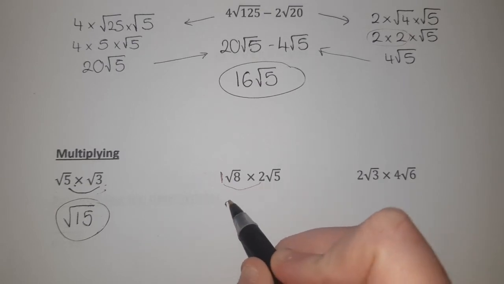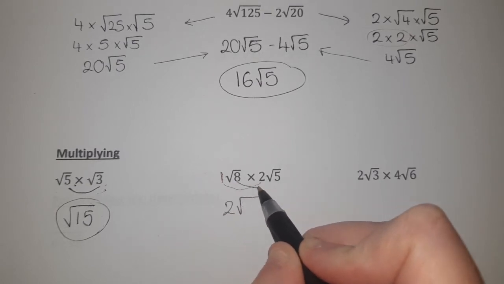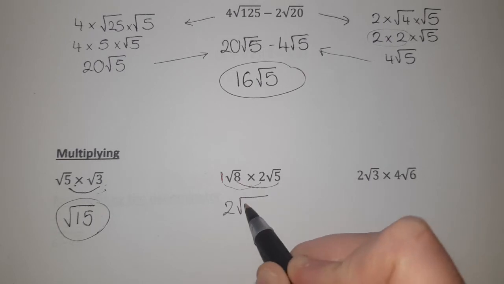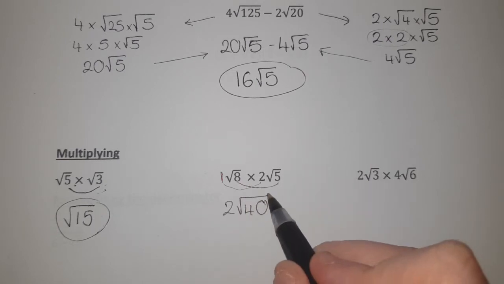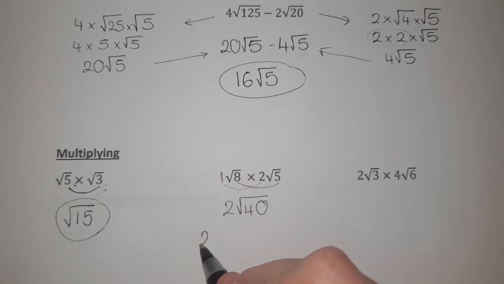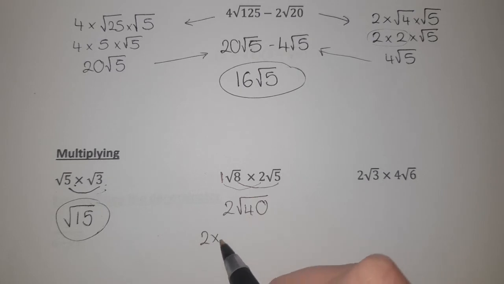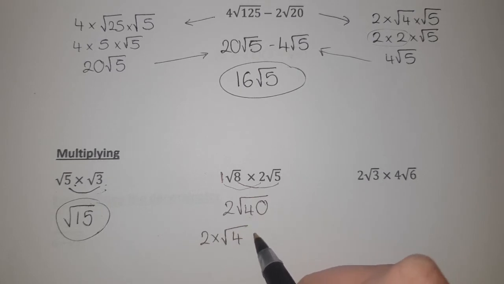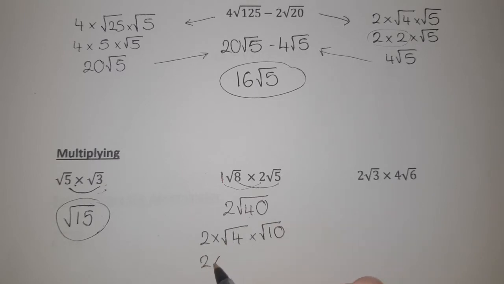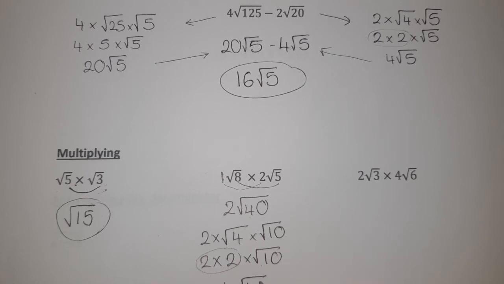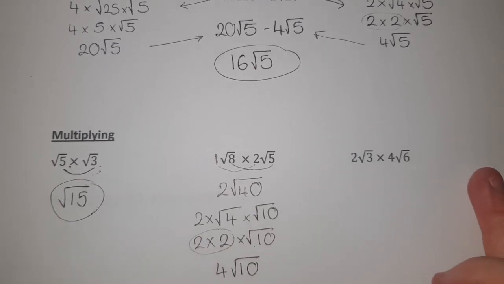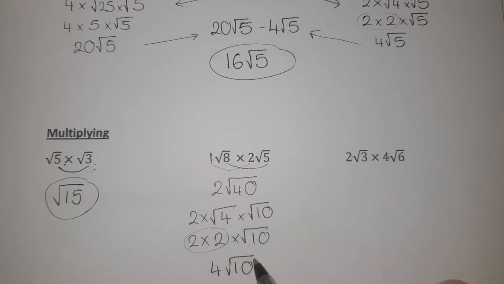If I look at this one, I've got no number in front, it's technically a 1. So 1 times 2 is 2. Root of 8 times root 5, well, 8 times 5 is 40. Now, this is something that can be simplified. So I've got 2 lots of root 40, I could say, is square root of 4 times by the square root of 10. When I square root 4, I get 2. So I end up with 2 times 2 is 4, root 10. And that's it. That's as simple as it's going to go.